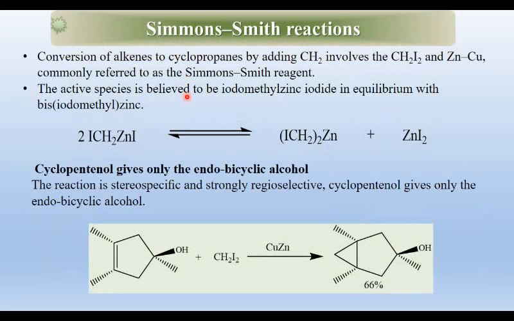Next is the Simmons-Smith reaction. Conversion of alkene to cyclopropane by adding CH2 involves diiodomethane and zinc-copper amalgam, commonly referred to as Simmons-Smith reagent. The active species is believed to be iodomethyl zinc iodide in equilibrium with bis-iodomethyl zinc.